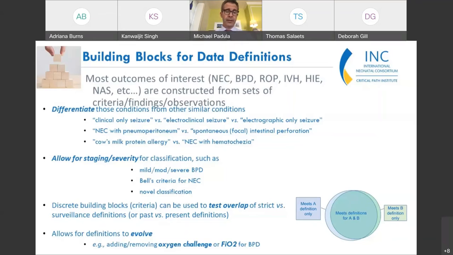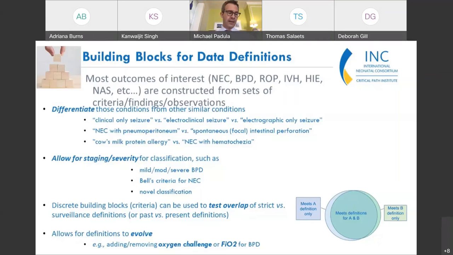So you can see how if you apply an older definition to your current cohort or vice versa, you might be able to understand how similar those populations are. And this also gives us a unique long-term opportunity to allow definitions to evolve. So instead of having a simple yes, they had BPD, you could really differentiate among that cohort how much having the oxygen challenge, or adding the fraction of inspired oxygen, affected the cohort.